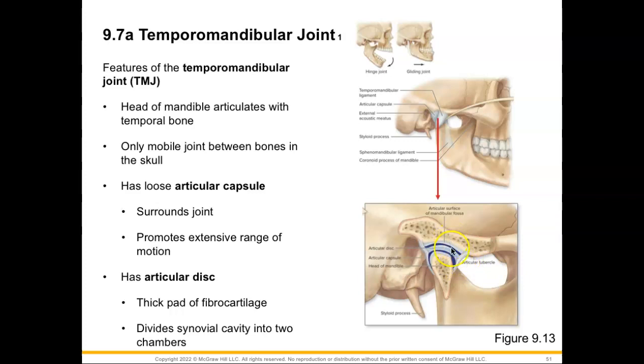look between these two bones, we have this very special articular disc in here. This is just a thick pad of fibrocartilage that is going to divide the synovial cavity into two separate chambers. So you can see one in the top and one in blue at the bottom.